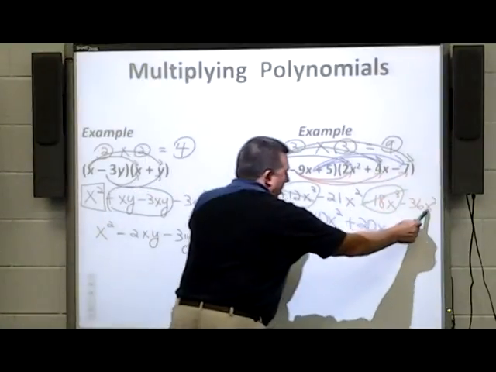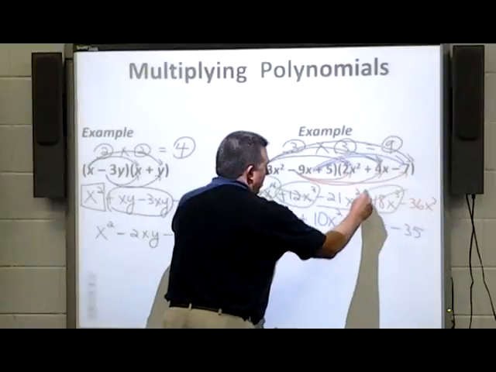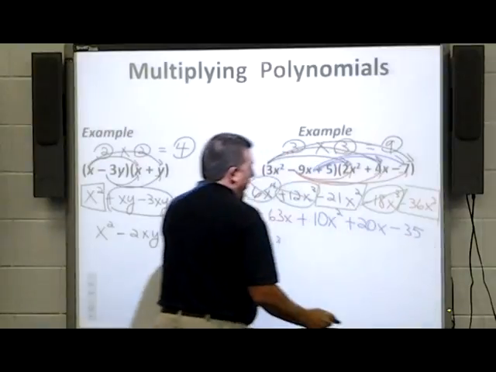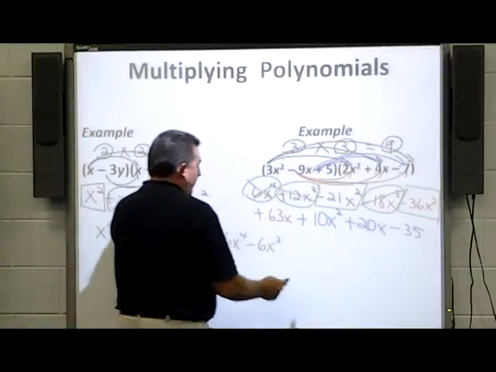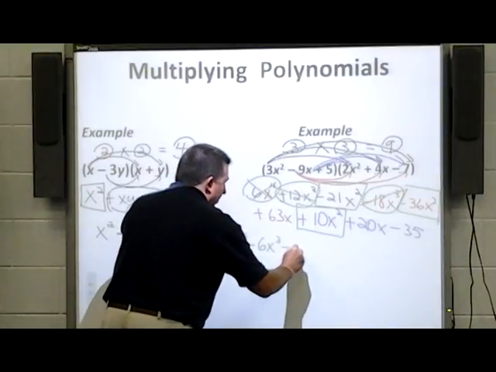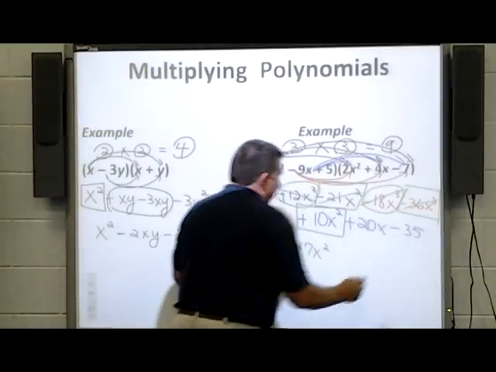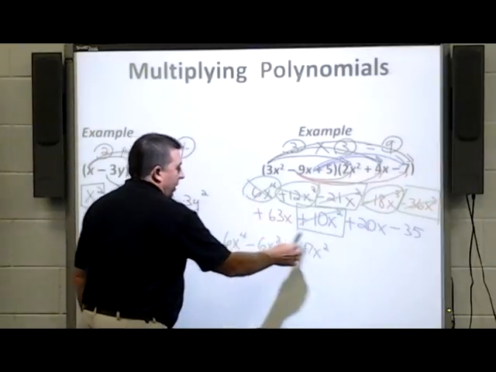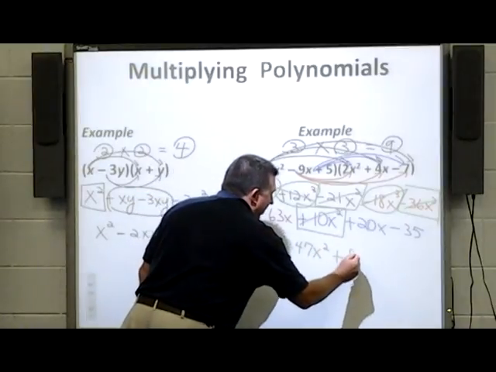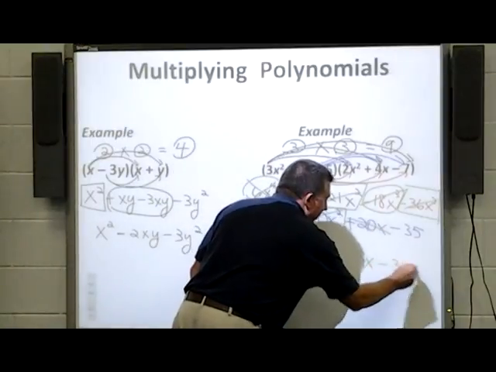Now I have an x squared here, an x squared here, and an x squared here. So I'm going to do negative 21 and negative 36, which is going to be negative 57, and positive 10 is negative 47x squared. So now I've got all the x squared terms done. I have an x here and an x there. I got a positive 63 and a positive 20. That gives me positive 83x. And last but not least, I got minus 35.